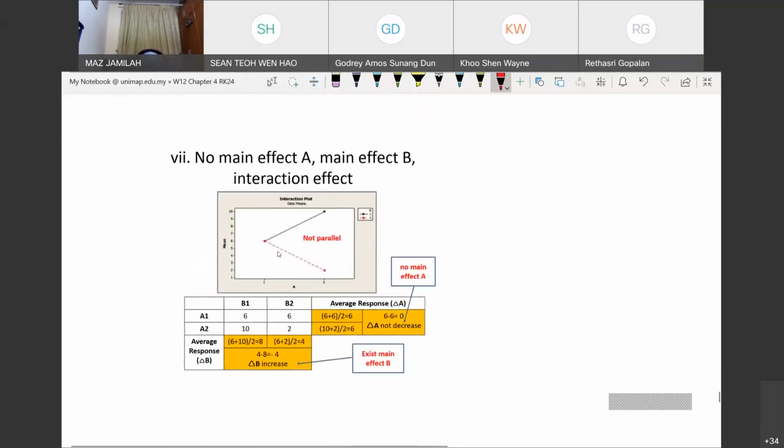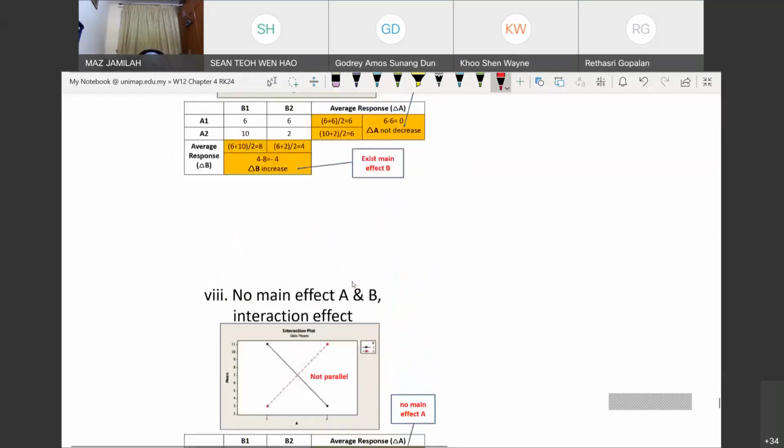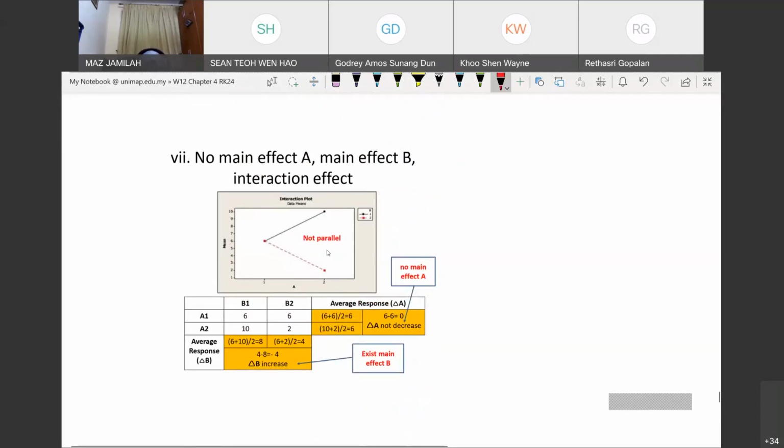And then number seven, second last. If you have this particular interaction plot and it's not parallel, there is an interaction effect. And we can see that factor A has no effect since there is no increase or decrease. And factor B has an effect since there is an increase from low to high.